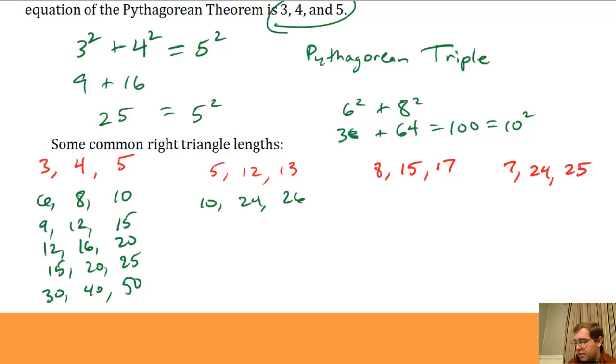Those are some common Pythagorean triples. You will want to know the ones that I've written in red. They will show up very commonly in this class and in trigonometry and calculus later.